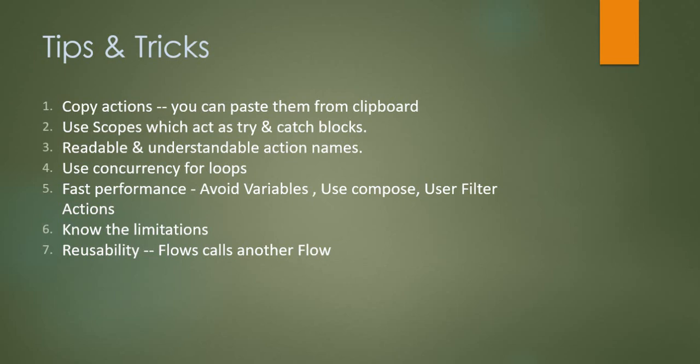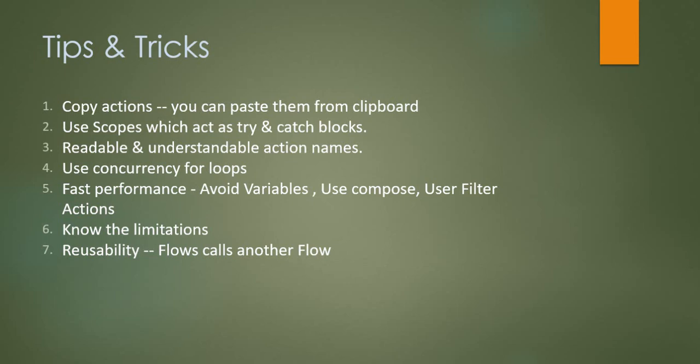Second is use scopes, which act as try and catch blocks. As I explained, scope gives us that flexibility. If something fails, then you should call some other set of actions, and if something succeeds, then you should do some other operation. And the third is readable and understandable actions. That means you should keep a simple name that is understandable, because if your flow gets more complex, then doing updates to it would be a pain. So it's better to name your actions per their behavior so that they can be easily identified.